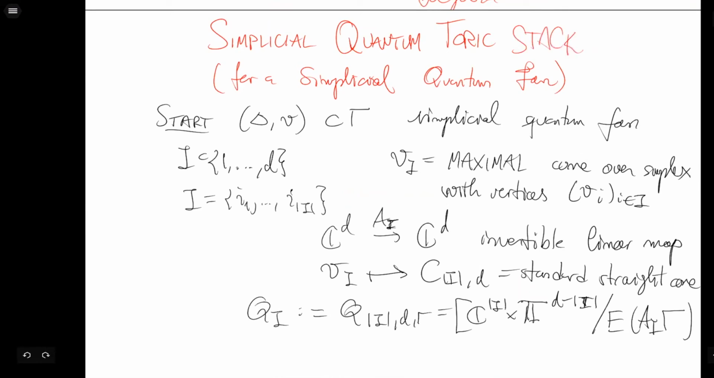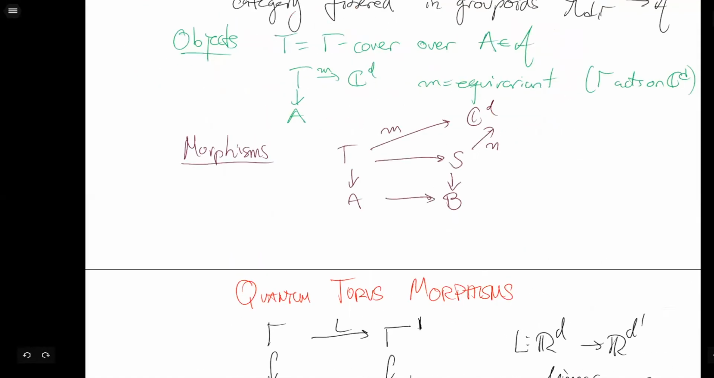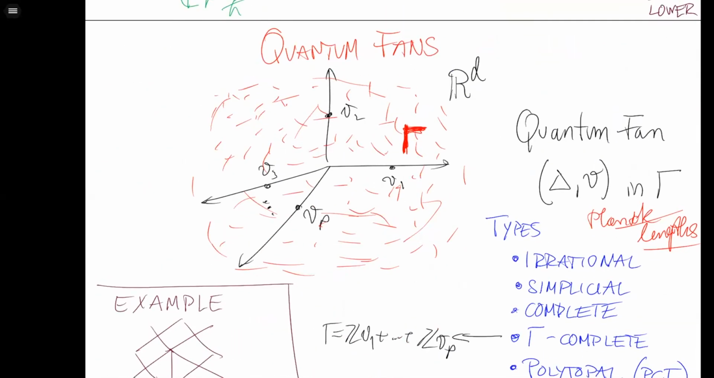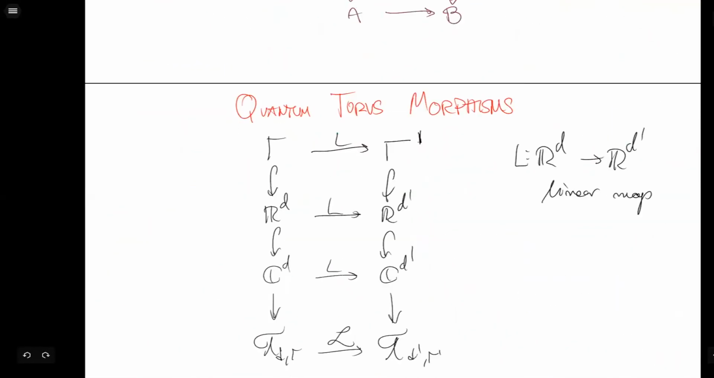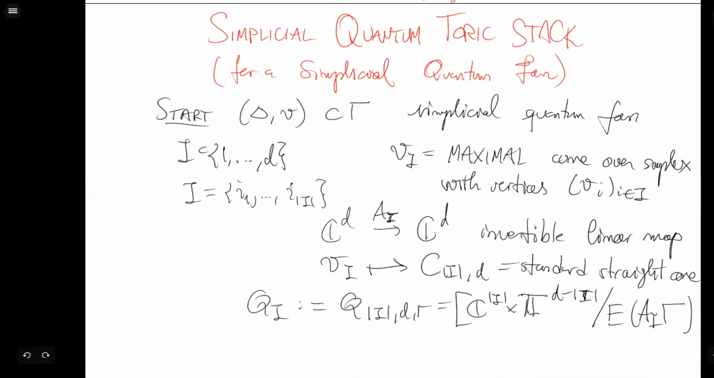Let's now describe a simplicial quantum toric stack associated to the, remember this is a quantum fan. A quantum fan has a fan plus gamma and the V's, the mark points on the rays. So now I'm ready to describe a simplicial quantum toric stack for a simplicial quantum fan.